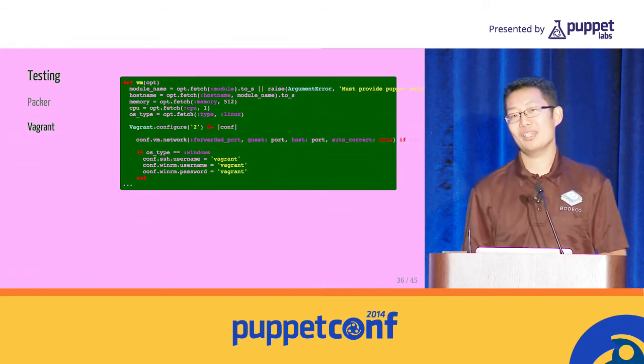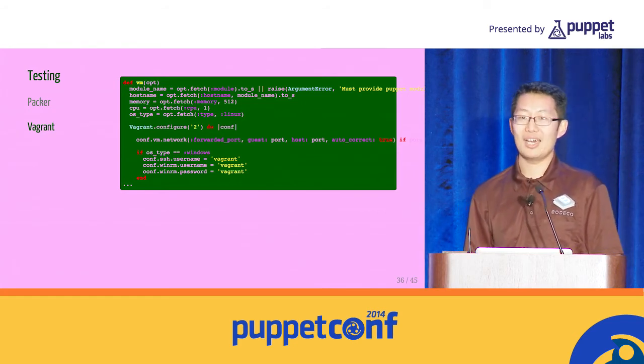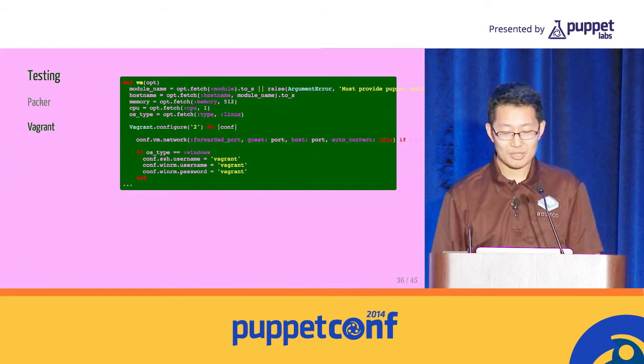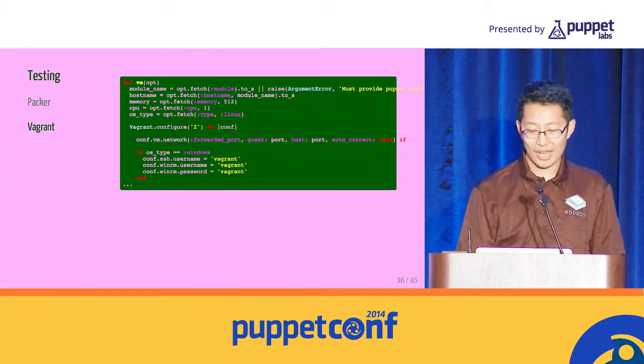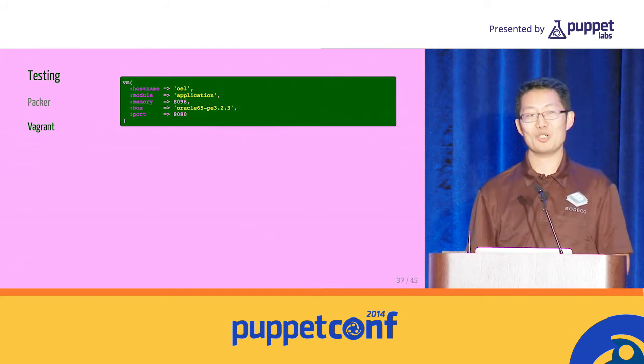Another fallback that you can have if you need to specify Vagrant box configurations is to define a simple method, something like this, where you can pass in a list of options, and you can specify CPU, memory, module name, box, port, in a much more simplified format.